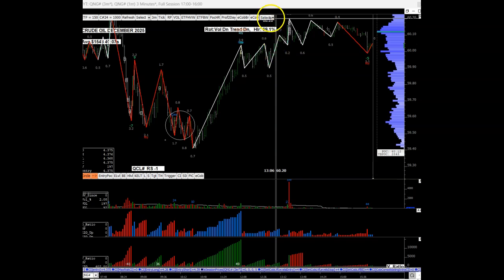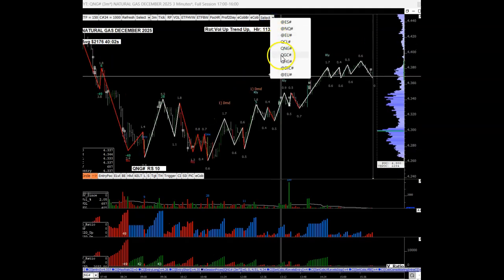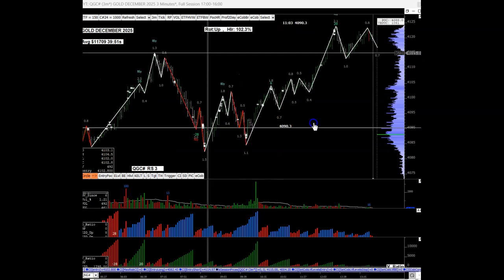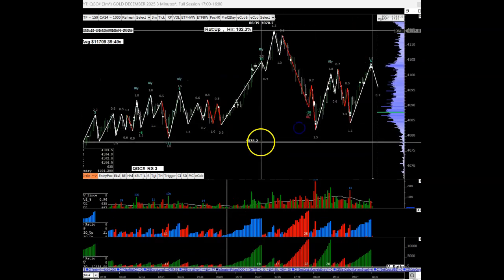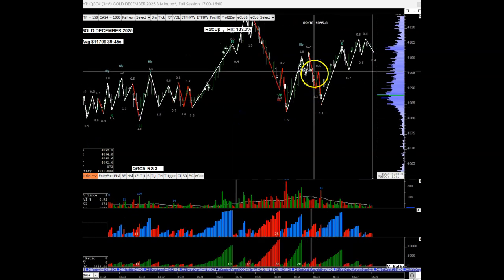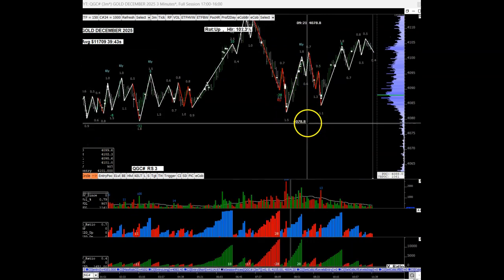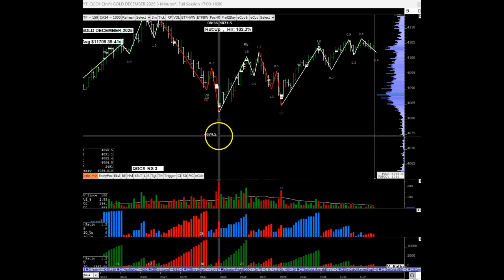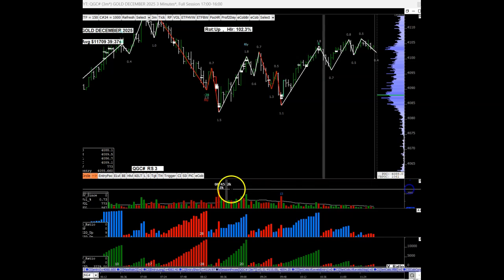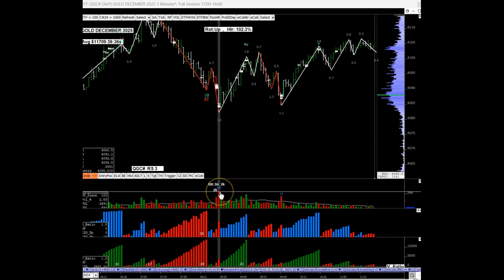Nat gas we already went over. That was the trade. Gold. I don't know what was here. Something here. You see this pattern emerge? You see that?